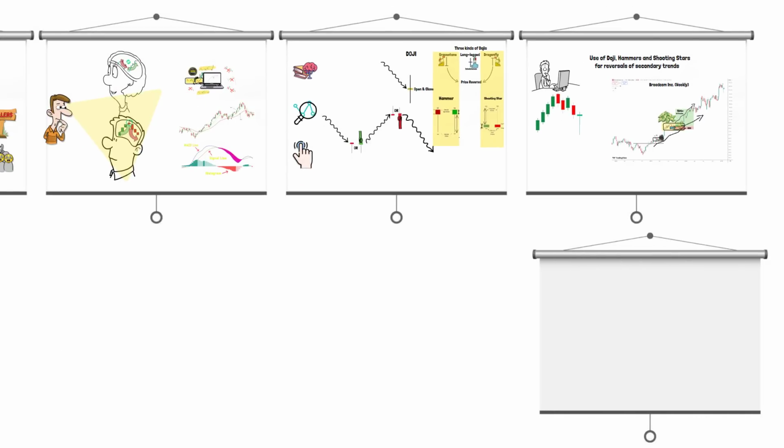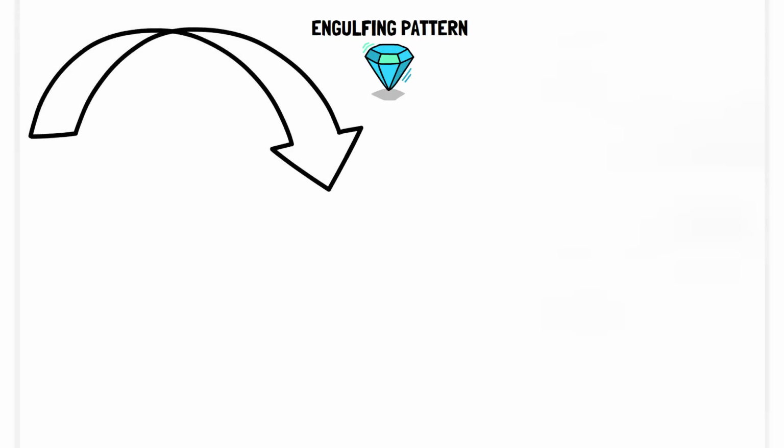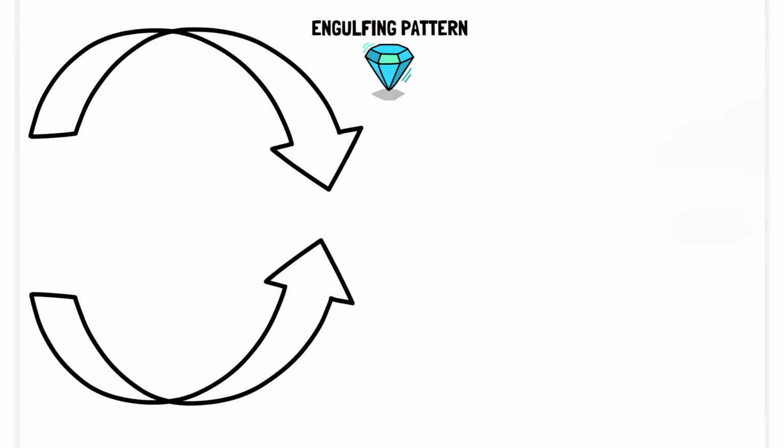Let's move on to our next candlestick pattern, the engulfing pattern. This rare but powerful pattern also marks the reversal of a trend. It consists of 2 candlesticks, where the first one is a small candlestick and the second candlestick completely engulfs the body of the first one. In a bullish engulfing pattern, the second candlestick is a large bullish candle that fully engulfs a smaller bearish candle. This pattern typically signals a reversal from a downtrend to an uptrend.